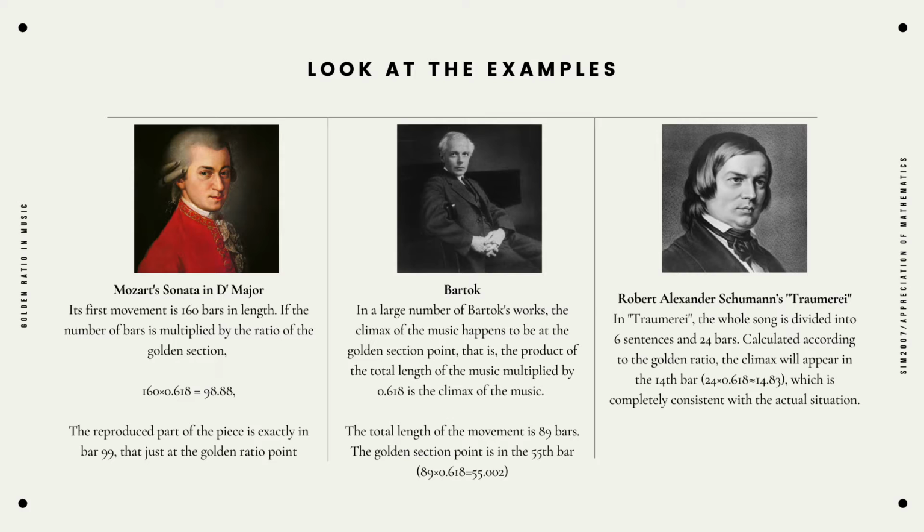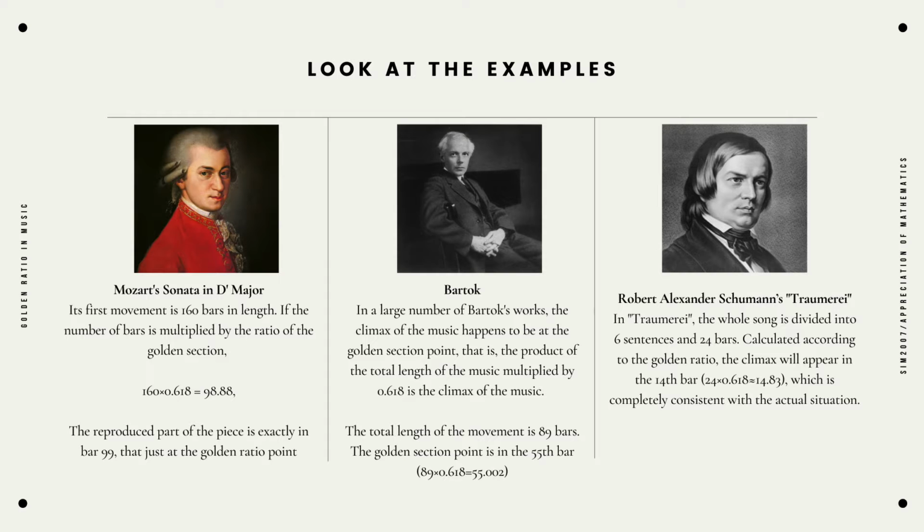Let us look at the examples. Firstly is Mozart's Sonata in D major. Its first movement is 116 bars in length. If the number of bars is multiplied by the ratio of the golden section, the resulting part of the piece is exactly in bar 99. That's just at the golden ratio point.